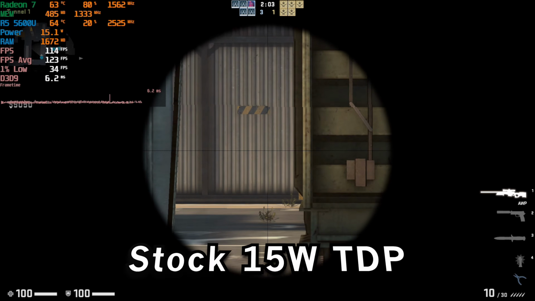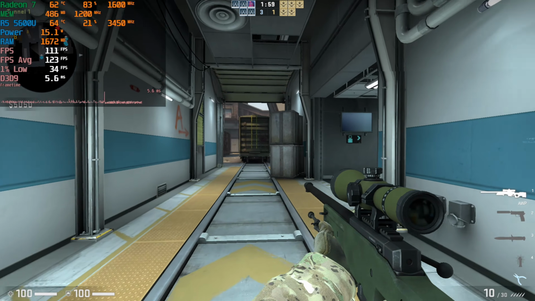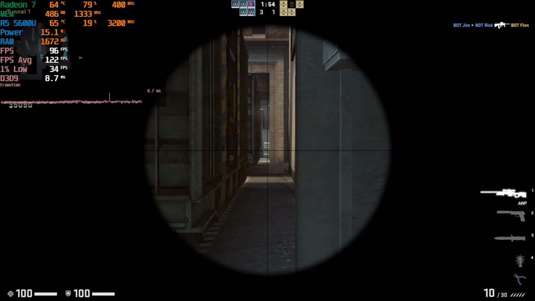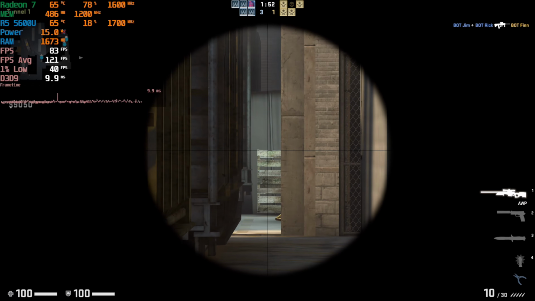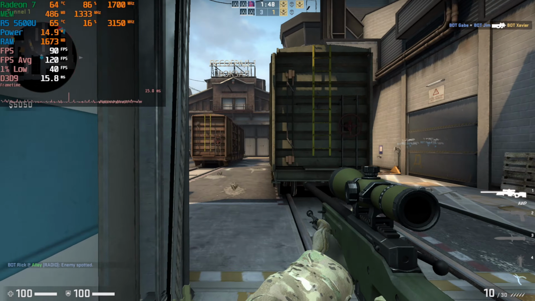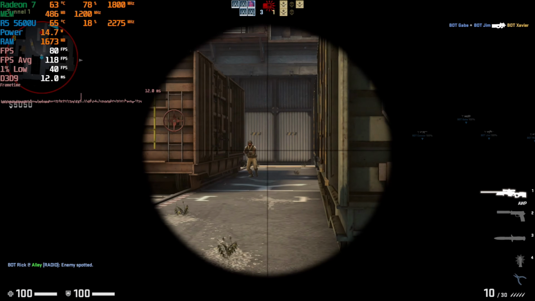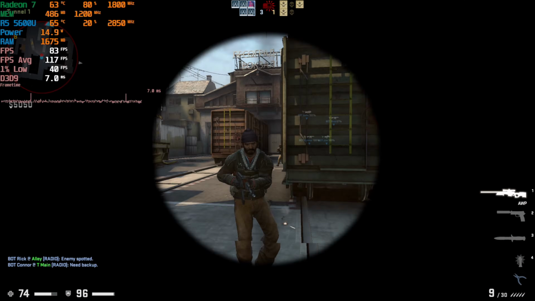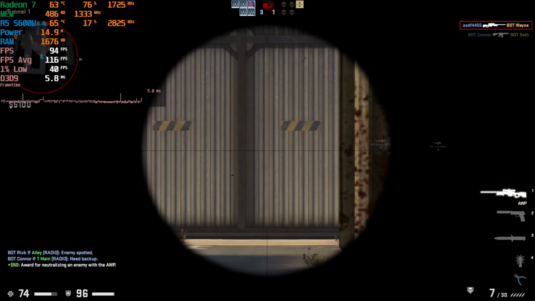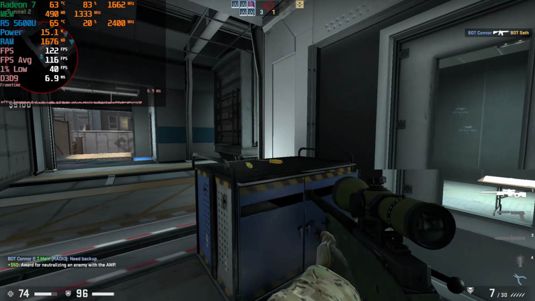But moving on to CSGO, here you can see some gameplay of a bot match because of the fact that the game does not really support third-party overlays like MSI Afterburner without disabling a lot of multiplayer stuff. But at the stock 15 watt TDP, we're pretty much reaching some pretty decent averages in terms of going up into the 120 FPS range, but the 1% lows of 40 aren't exactly the greatest, though they're not the worst either. It could definitely be a rough experience in certain situations, but overall it's fully playable.